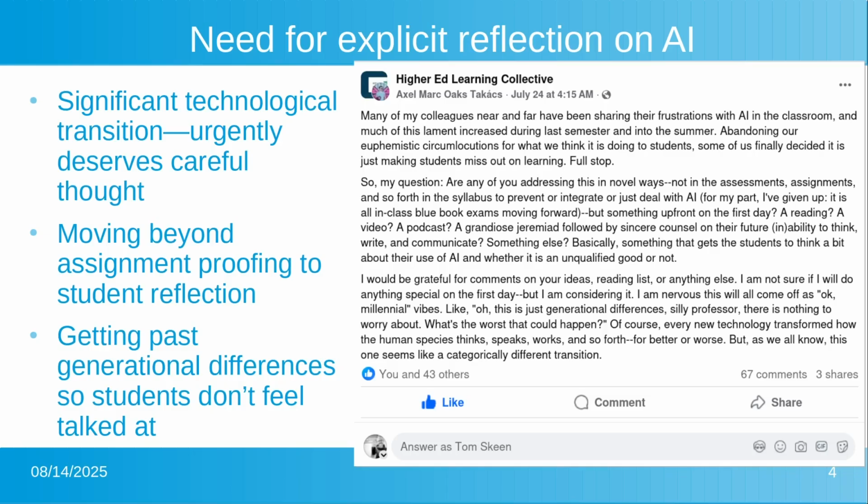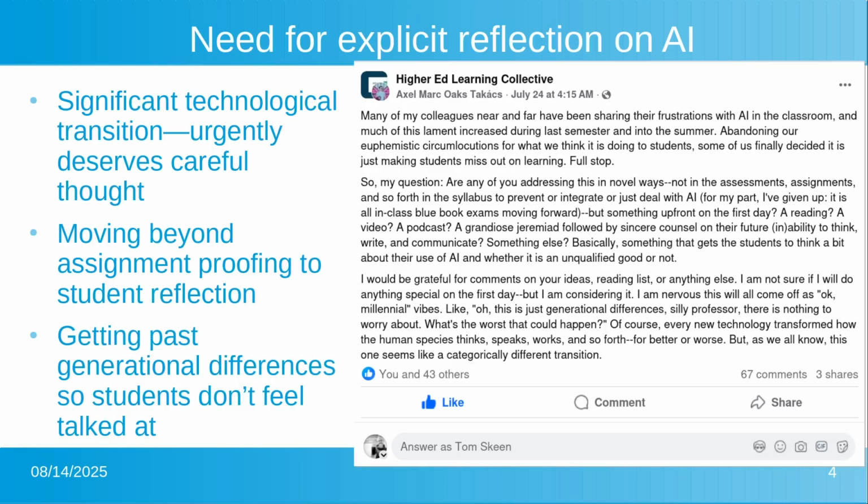Many of my colleagues near and far have been sharing their frustrations with AI in the classroom, and much of this lament increased during last semester and into the summer. Abandoning our euphemistic circumlocutions for what we think it is doing to students, some of us finally decided it is just making students miss out on learning, full stop.